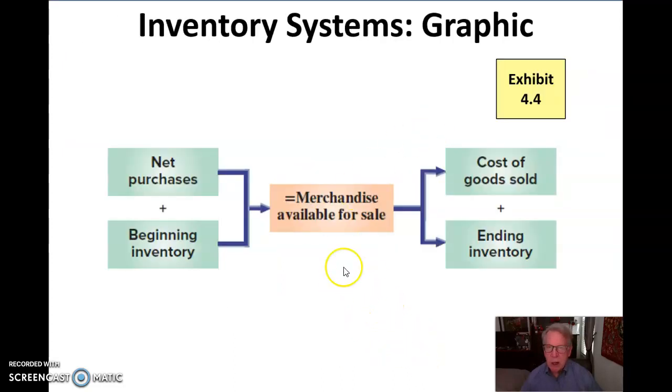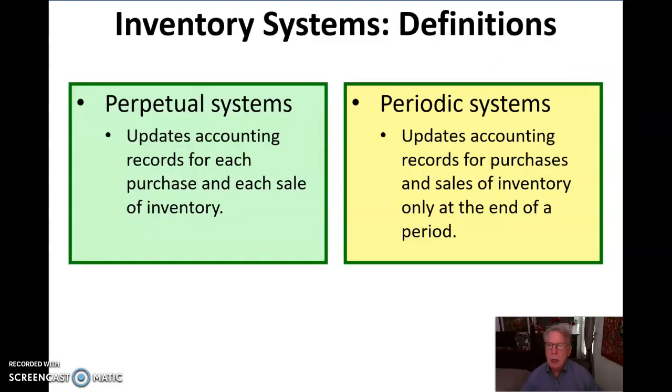Nice little graphic here from the standpoint of here's our net purchases, net meaning after purchase returns and allowances, and our beginning inventory. And if we add those two together, we get the merchandise that we can sell. One of two things happens. We either keep it. If we keep it, it stays in ending inventory. If we sell it, it goes out the door, and that's our cost of goods sold. So this is the cost side of inventory transactions.